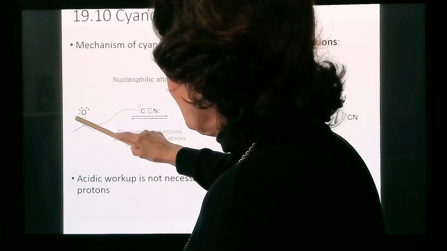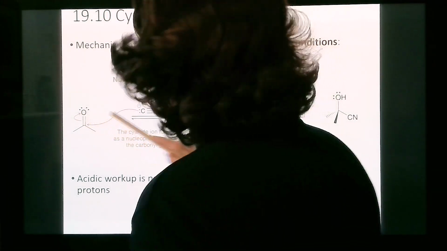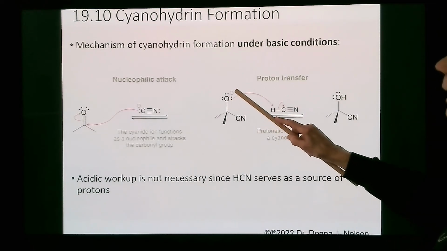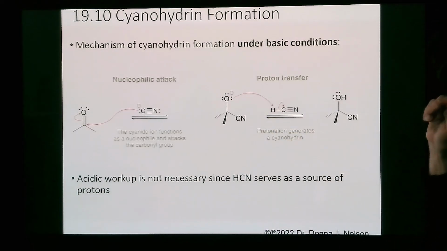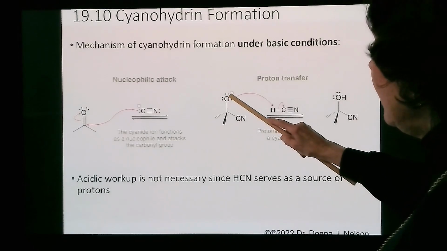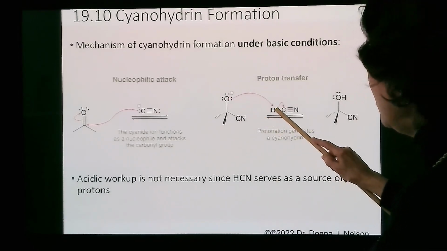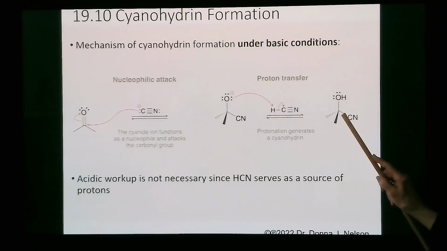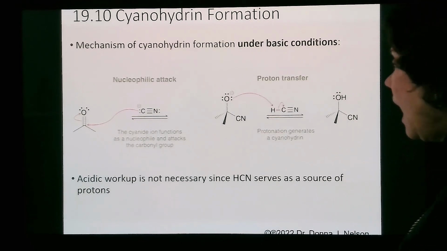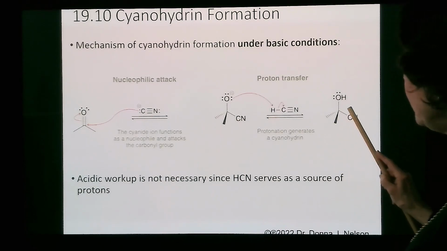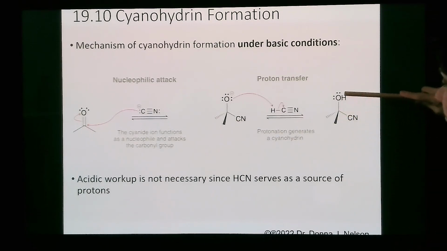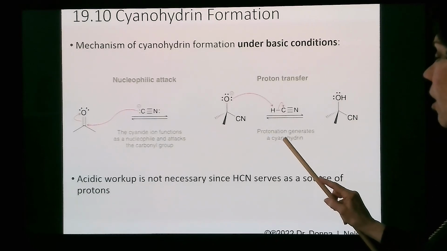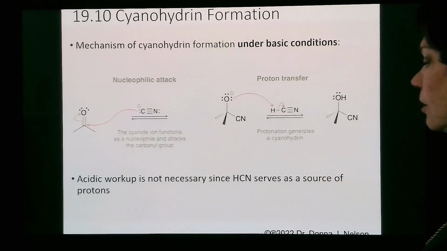which helps to break that pi bond. The pair of electrons moves out onto oxygen. So now oxygen has 3 non-bonding pairs and a negative charge, and then it abstracts the proton from hydrogen cyanide, and thereby the alcohol is generated. This particular compound, since it bears a hydroxyl and a cyano group, is called a cyanohydrin.